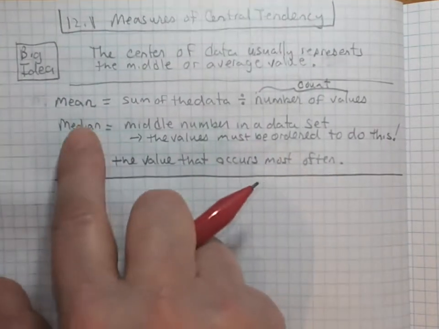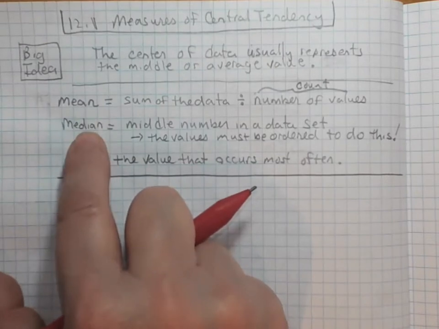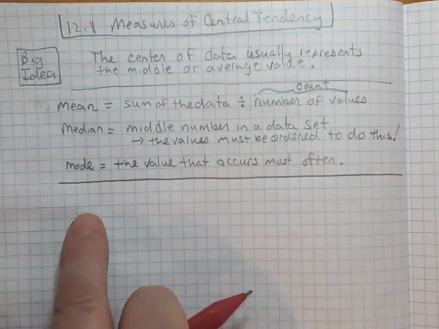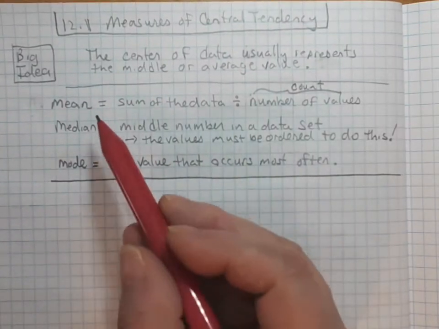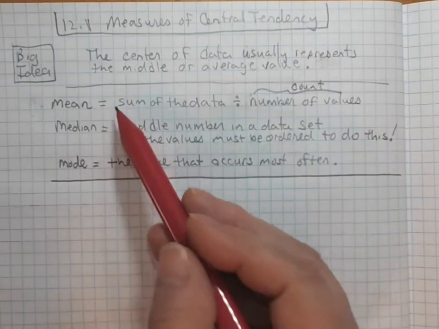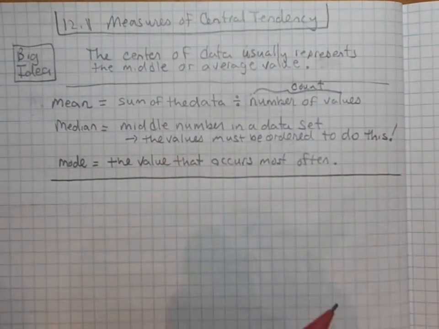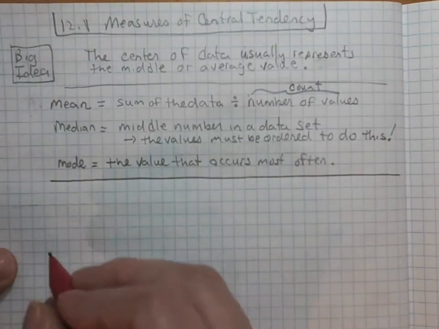Oftentimes the mean and the median are very close to each other, but sometimes they're not. Sometimes all three are very close to each other, and other times they're not. So we'll talk about in a future lesson which one you choose to be your measure of center. But right now we just need to know how to do it. All right, so I've just got a couple of examples.